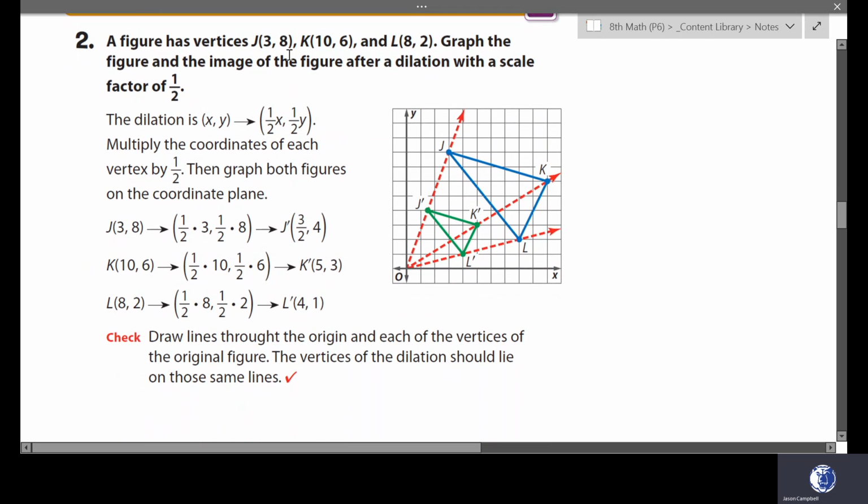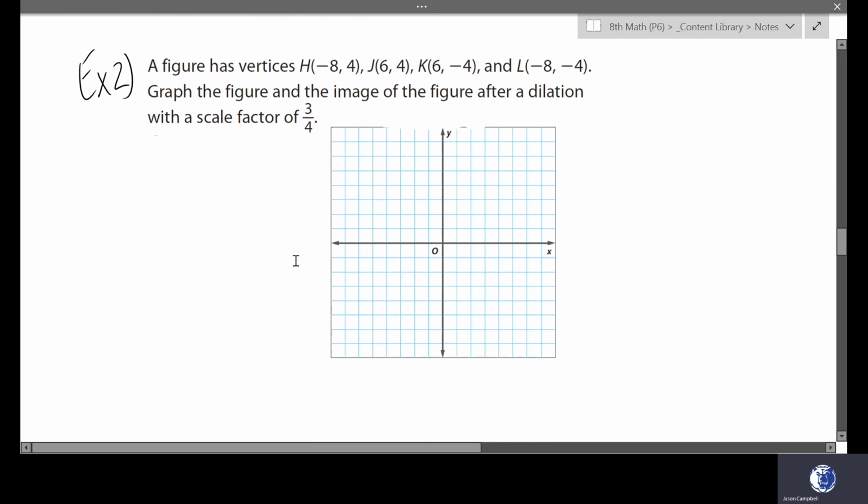It says a figure has vertices J, K, and L. Graph the figure and the image of the figure after a dilation with a scale factor of 1/2. So they plotted J, K, L, and then they multiplied the coordinates by 1/2 to get the coordinates of the image, and then they plotted the image. To check their answer, they drew lines through the origin and each of the vertices of the original figure. The vertices of the dilation should lie on those same lines, which they do. So we're going to try that here in example 2.